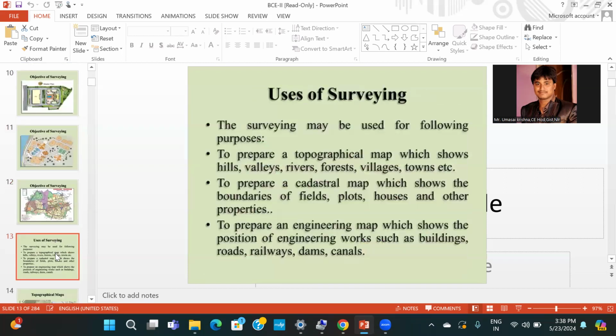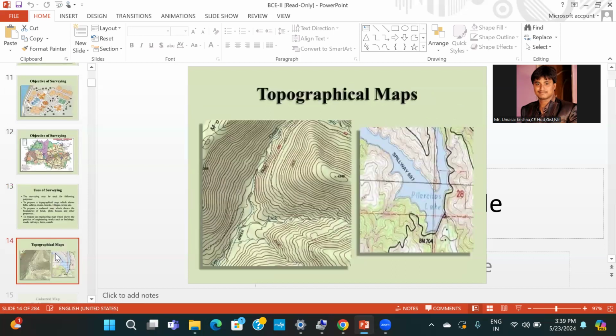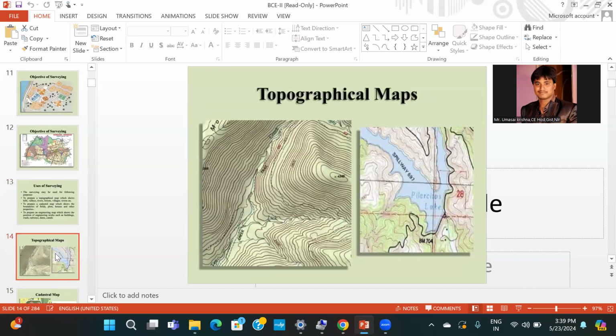So what is the use of surveying? Surveying may be used to prepare a topographical map, to prepare a cadastral map, and to prepare engineering maps. So here you can see the topographical maps. Here you can see the contour lines. Contour lines are the imaginary lines which represent the levels. So in the topographical map, you can see where there are ponds and where there is a hill.